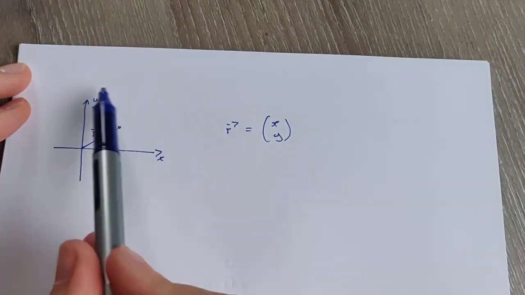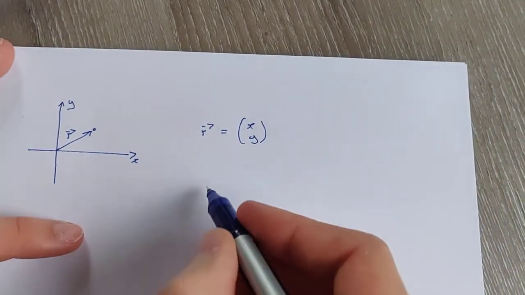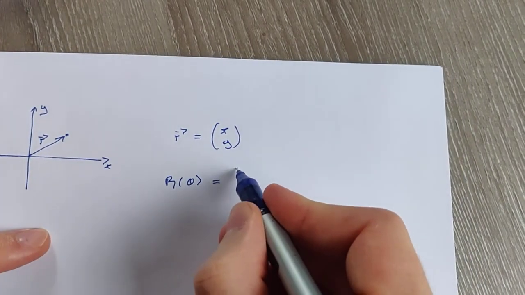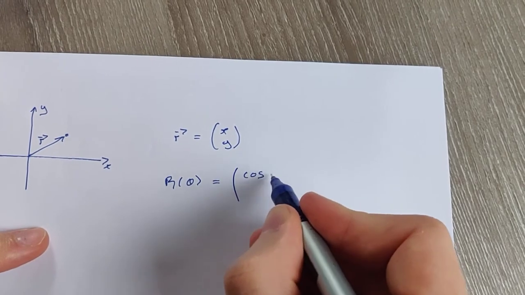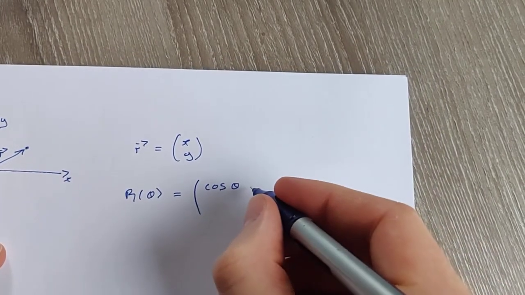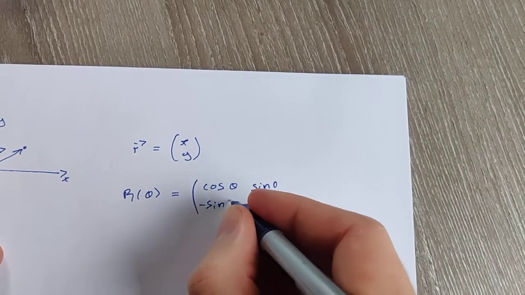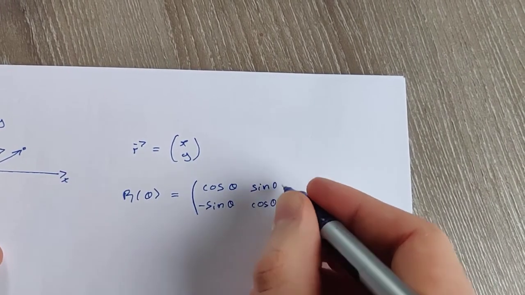Now, if you wanted to rotate this plane, you use the rotation matrix, which you call R of theta, which equals cos theta, minus sine theta, sine theta, and cos theta.